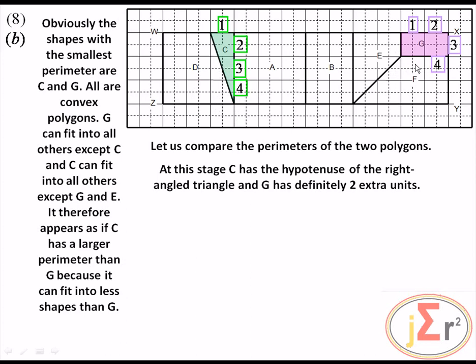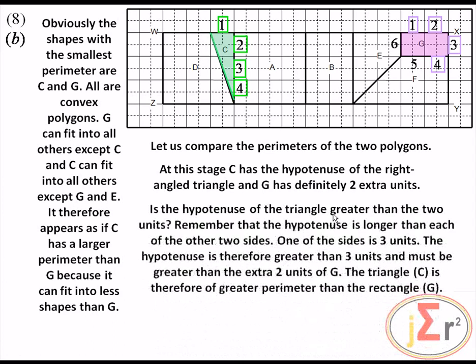So which one is greater? Up to this point, they are all equal. So which one is greater? So we have the 2 extra units there and we have the hypotenuse of the triangle there, not accounted for or not yet compared. Is the hypotenuse of the triangle greater than the 2 units? That is our question. Is this hypotenuse greater than the 2 units that we have there left for G?